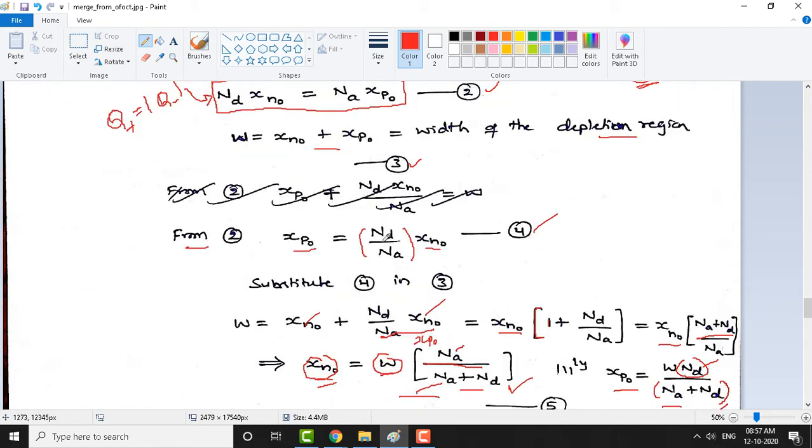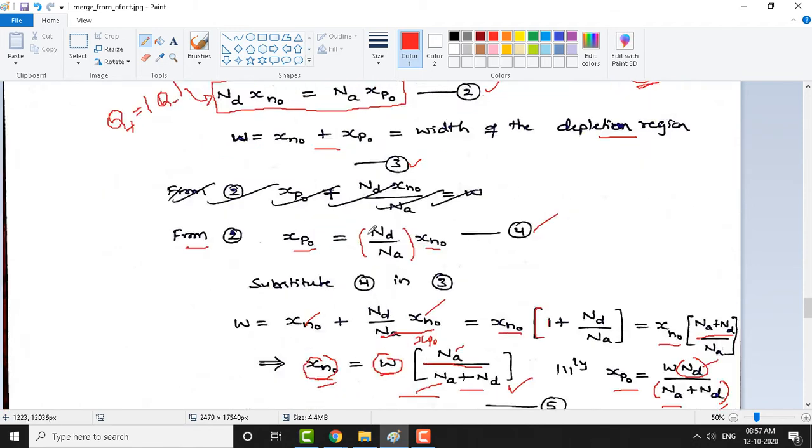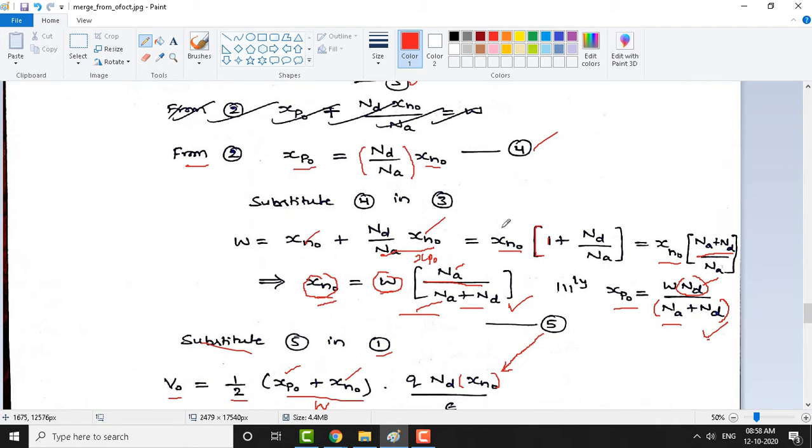Now you can substitute equation 4 in equation 3, which is the width equation. xn naught is kept as it is, whereas in place of xp naught you substitute Nd by Na into xn naught. That is the xp naught substitution we have made. Now xn naught is common, so you can take it outside the bracket. Within the bracket you can simplify further, and you get xn naught into Na plus Nd divided by Na.